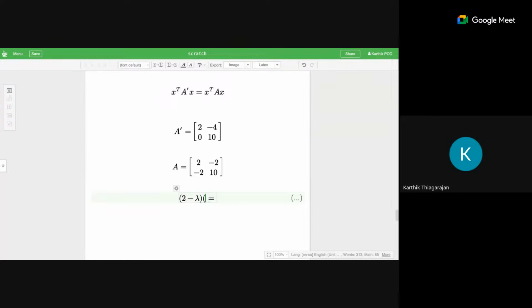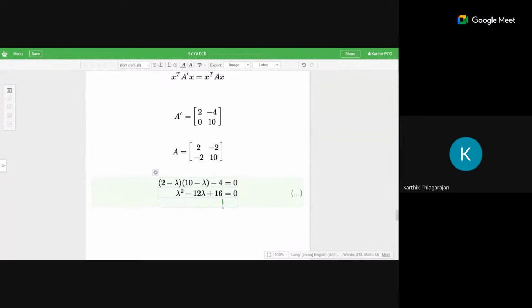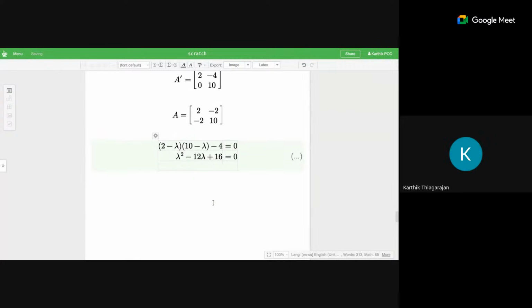So 2 minus lambda into 10 minus lambda, minus 4, right? Yeah, minus 4. So this is lambda square minus 12 lambda, correct? Plus 20 minus 4, plus 16, correct? Let me know if this is correct. Is this correct so far? Yes, sir. So what do you get?